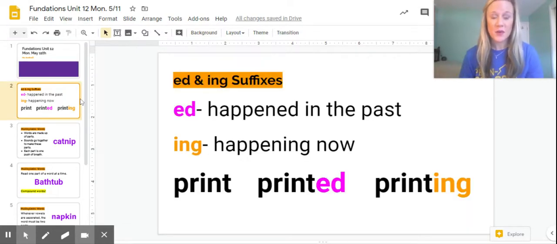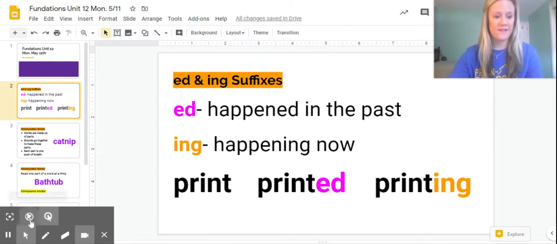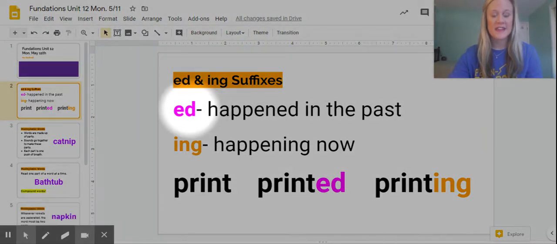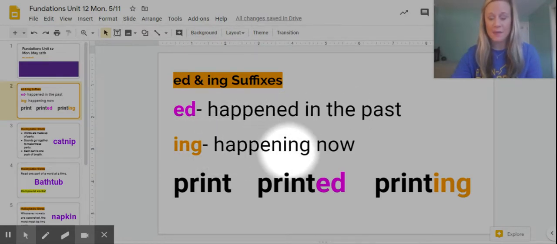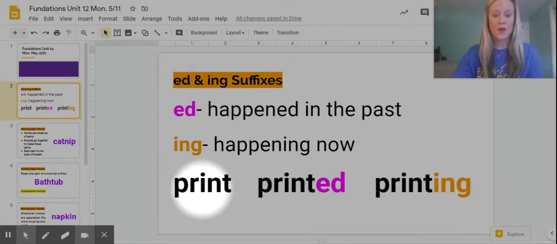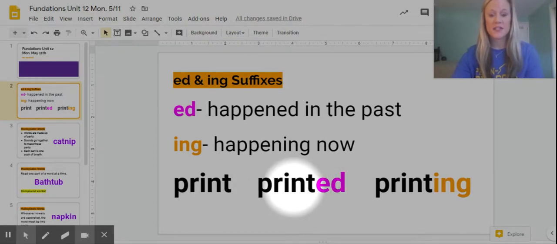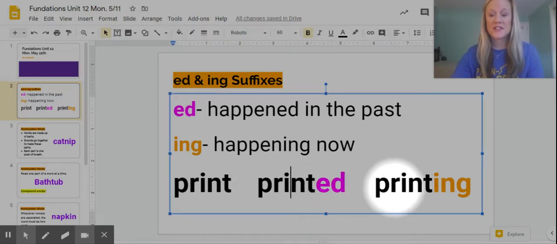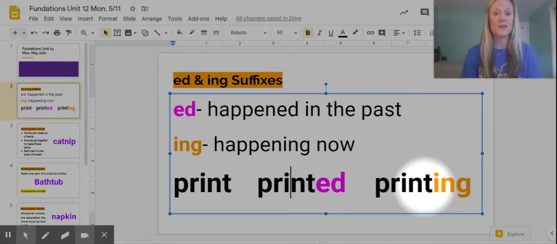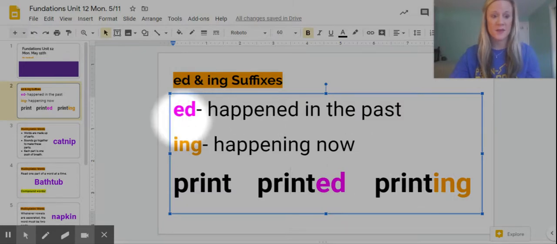All right, so let's review our ed and ing suffixes that go at the end of the word. So we have ed, that means it happened in the past. Ing means it's happening now. We have the word print. I can print the paper. Printed, I printed the paper. Printing, I am printing the paper out. All right, so remember those suffixes go at the end of the word, and that's where you add it on to that part.